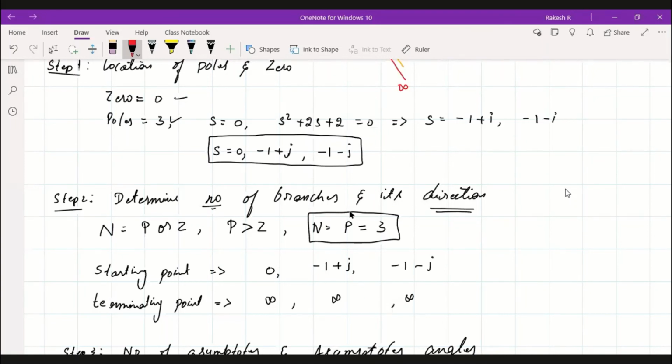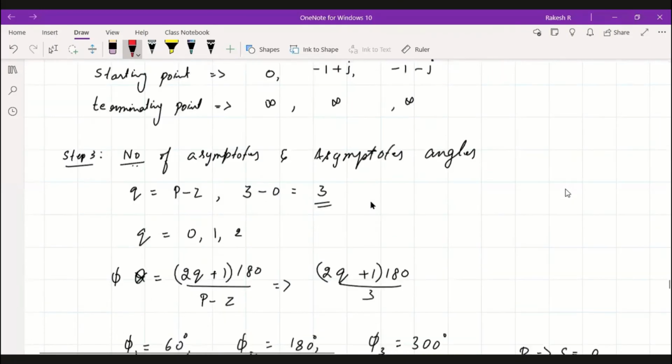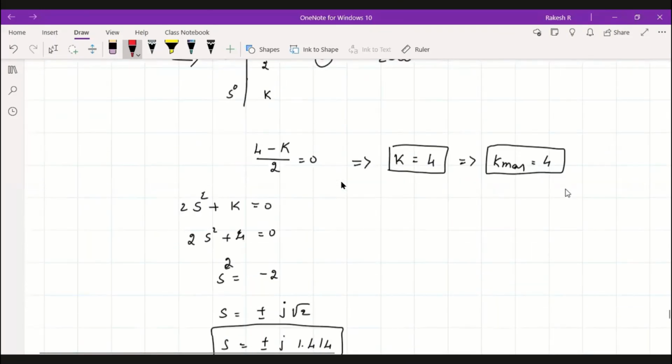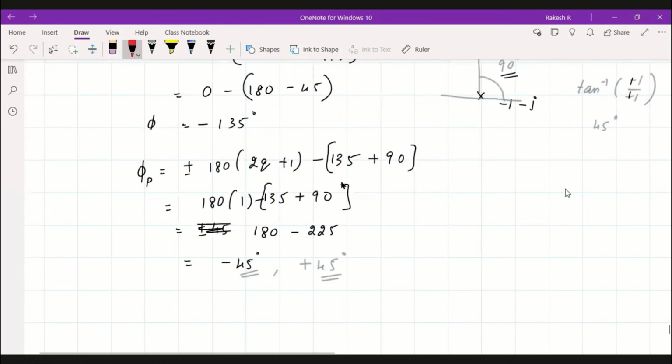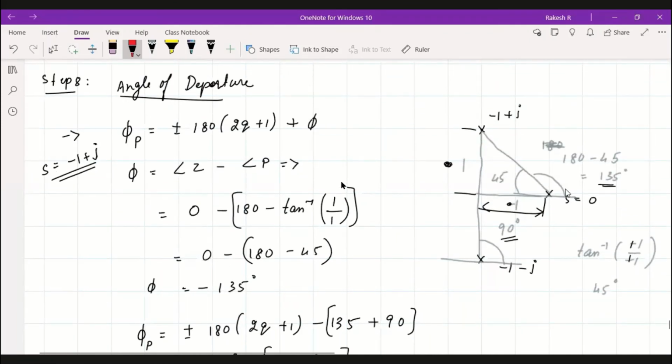Sir, in angle of departure, we have taken only q equal to 0. What happens if you take q equal to 1? Just take and find out what happens. 315 degree we get, sir.